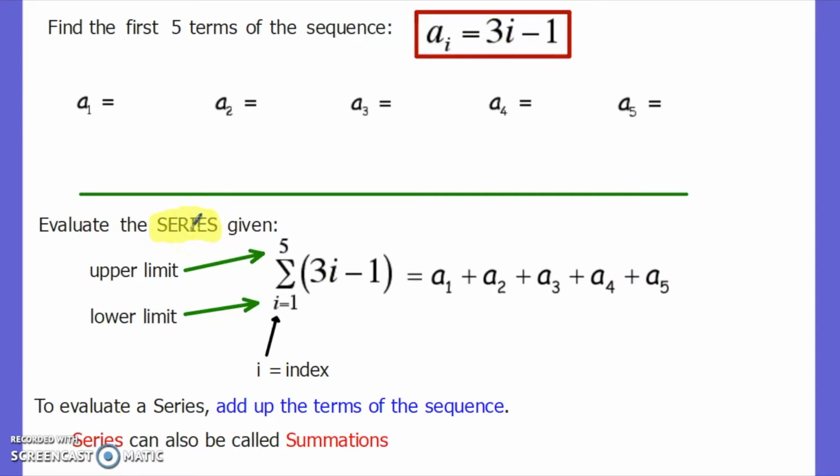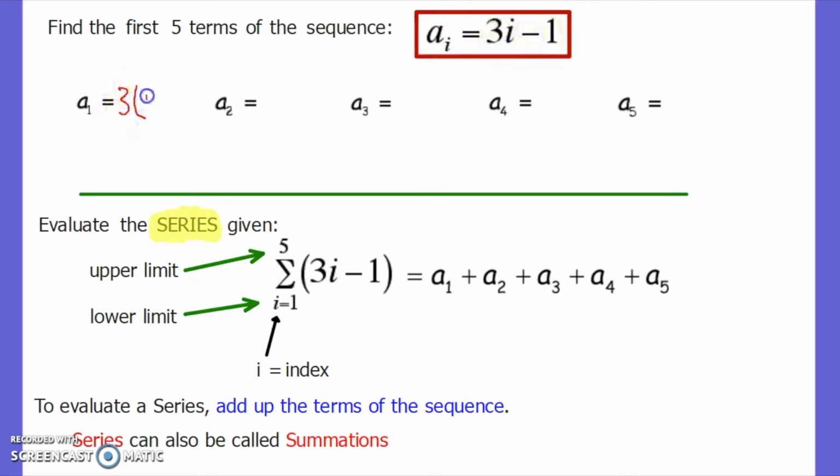So notice at the top of the screen, I've got that same sequence, right? The sequence is talking about just finding the individual terms. Again, the series means we will add them up afterwards. So let's find all the terms of the sequence. If i were 1, a sub i here, we would plug 1 in. So we're going to say 3 times 1 minus 1.